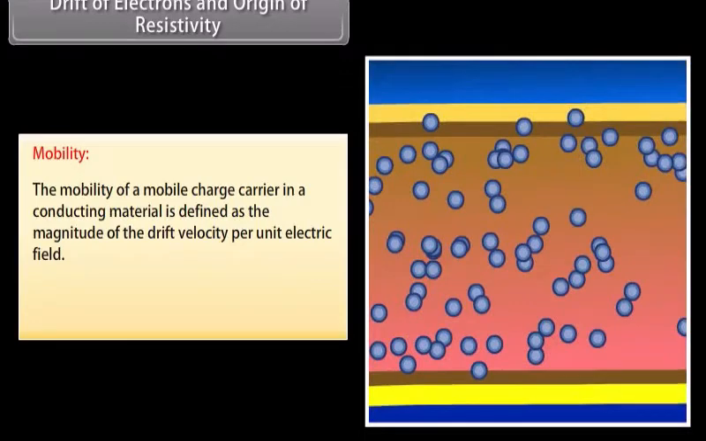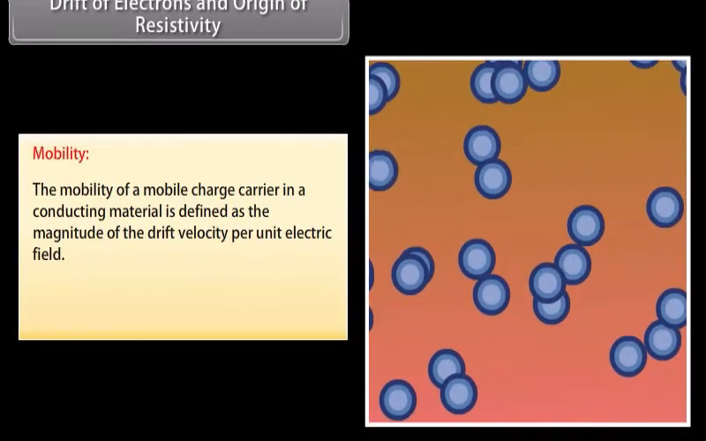rho is equal to m upon the product of n, e square and tau. Mobility. The mobility of a mobile charge carrier in a conducting material is defined as the magnitude of the drift velocity per unit electric field. Mobility, mu, is equal to Vd upon E, which is equal to e tau upon m.